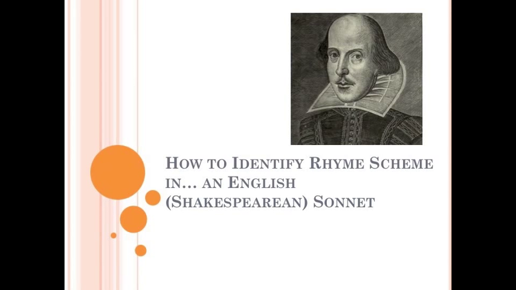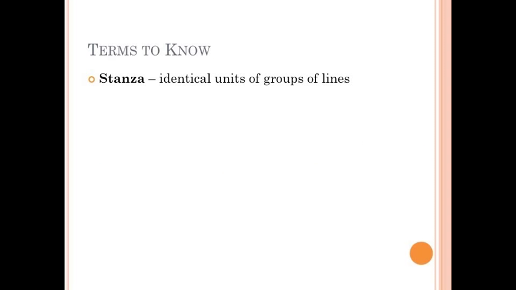Okay, this video is going to teach you how to identify rhyme scheme within an English or a Shakespearean sonnet. We're going to start off with terms that I need you to know. So the first one is stanza. Poems tend to be grouped in stanzas, which are defined as identical units of groups of lines.